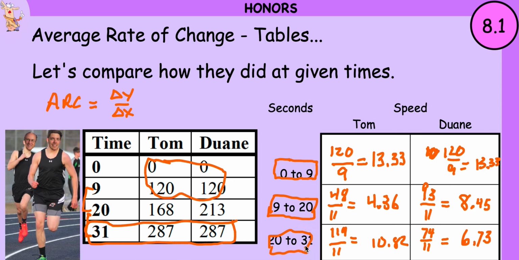Okay, so that's really the gist of average rate of change. It really is taking two points and doing the change of y over the change of x.